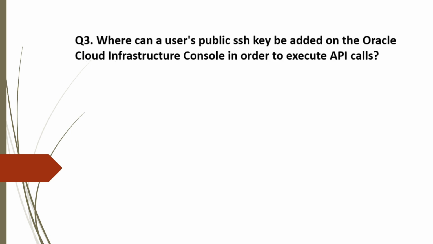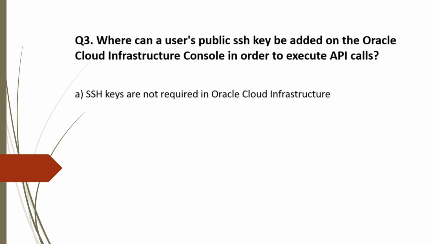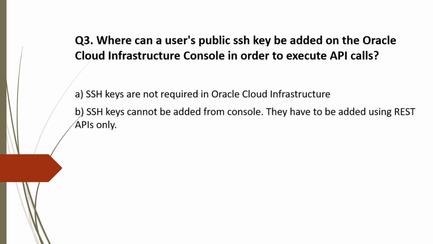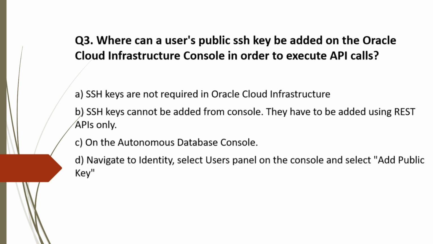Question 3. Where can a user's public SSH key be added on the Oracle Cloud Infrastructure Console in order to execute API calls? And the options are A, SSH keys are not required in Oracle Cloud Infrastructure. B, SSH keys cannot be added from console. They have to be added using REST API only. C, on the Autonomous Database Console. And D, navigate to Identity, select Users panel on the console and select Add Public Key.